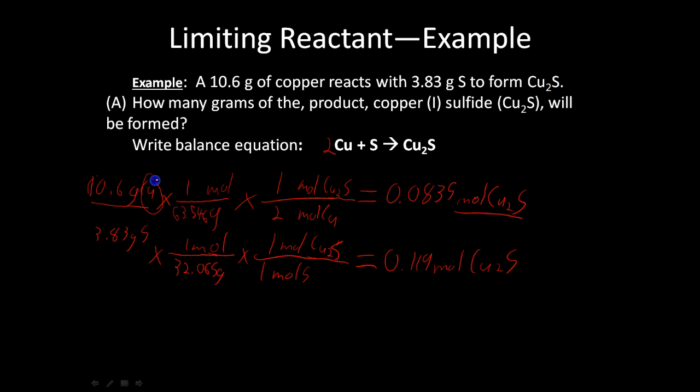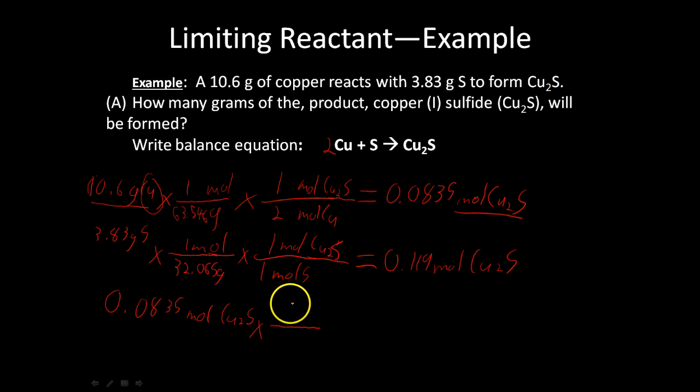The copper is our limiting reagent because it's producing less of our product. Now let's continue this discussion and figure out how much of our excess reagent we have. Starting with the actual amount of product we'll form, 0.0835 mole of copper 1 sulfide, we're going to convert that back into the number of moles of our excess reagent.